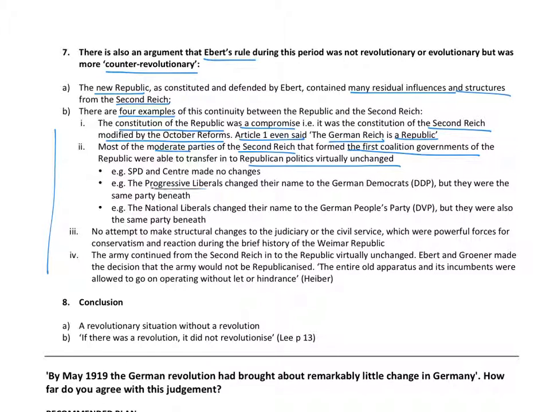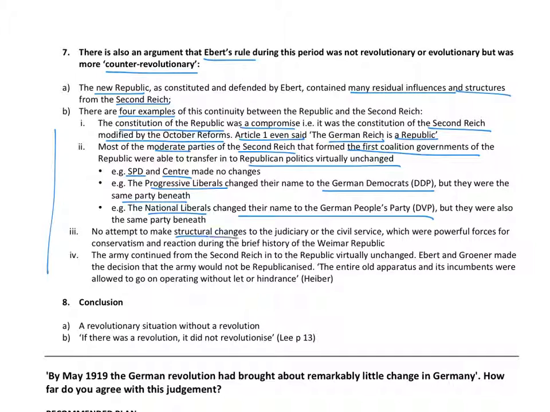So the progressive liberals of the Second Reich now changed their name to the German Democrats, but they were the same party beneath. The national liberals of the Second Reich now changed their name to the German People's Party, but they were the same party beneath. And of course the SPD and the Centre Party didn't even make any changes to their name, they just transferred over to the Weimar Republic. So again, another argument that the Weimar Republic was really the Second Reich, just rebranded.